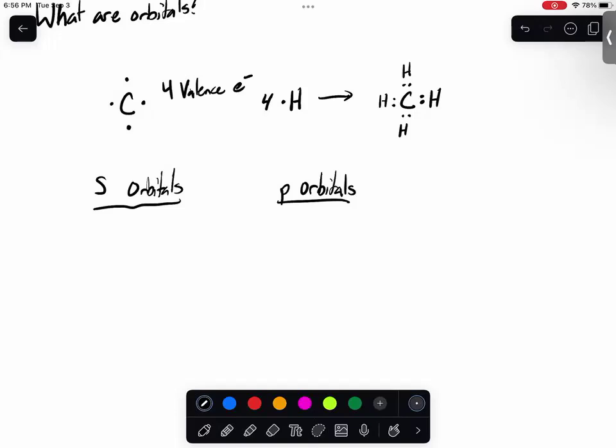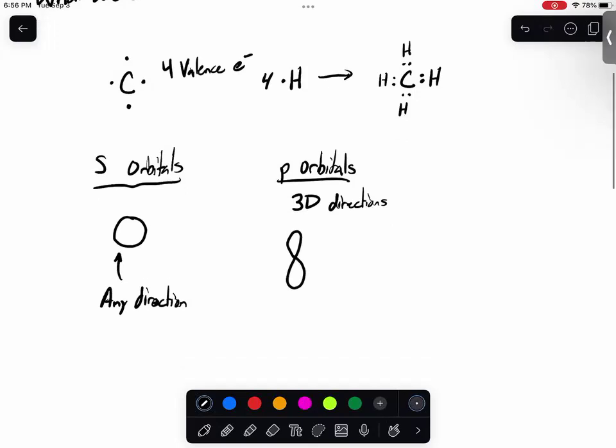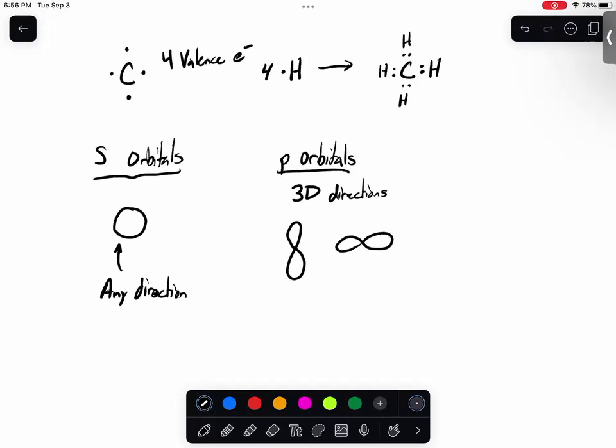And so s orbitals are very simple. They are just plain old circles. They are circular, which means that the electrons can be in any direction. Whereas the p orbitals that we look at are a little different. These ones are split into three different directions. These are distinct in the fact that we have one that is in the x direction, one that is in the y direction, and one that is in the z direction.